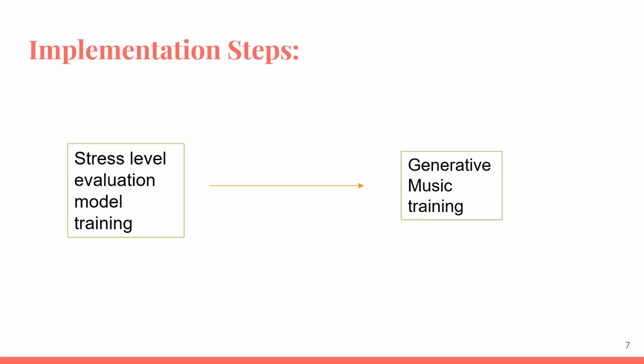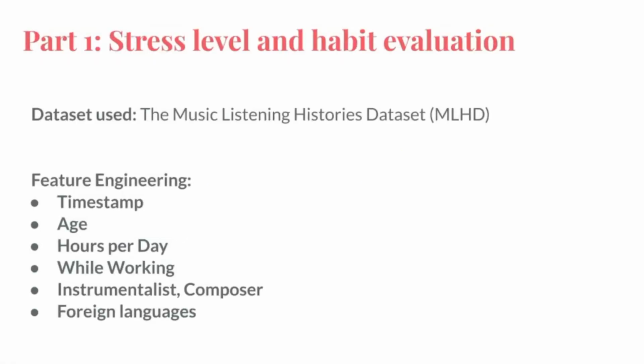And this is our implementation steps, which is divided in 2 blocks. The first block is to train a model that can predict the stress level of the patient. And the second block is to generate music with AI for the music therapy. So the first part we show is the stress level and habit evaluation. And the dataset we choose to use is the music listening histories dataset.